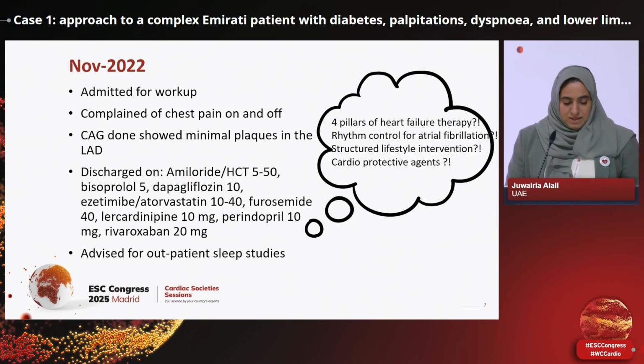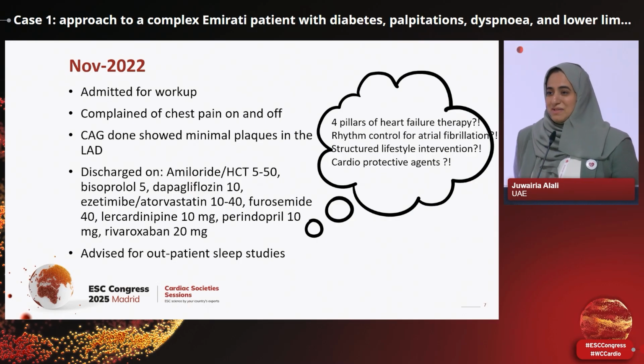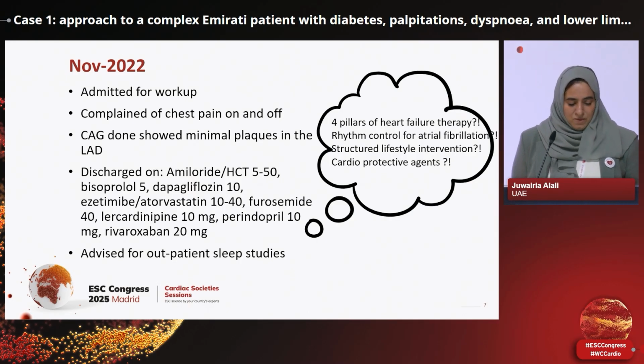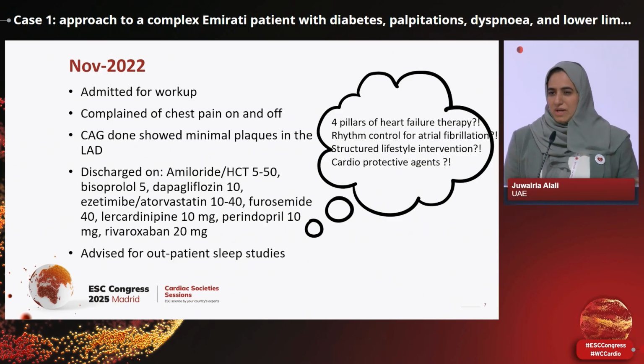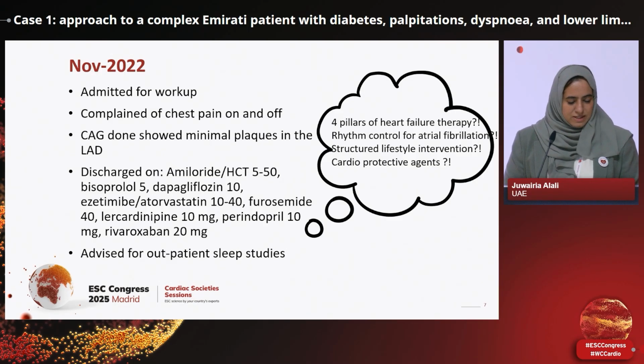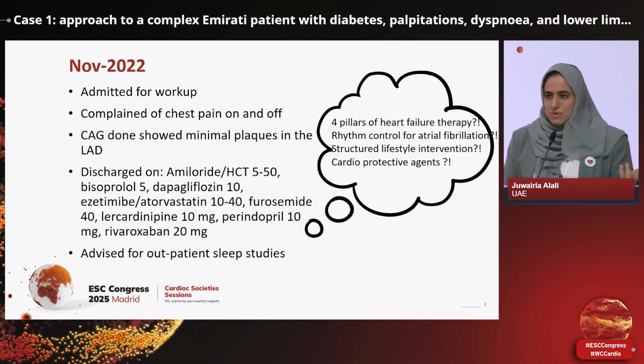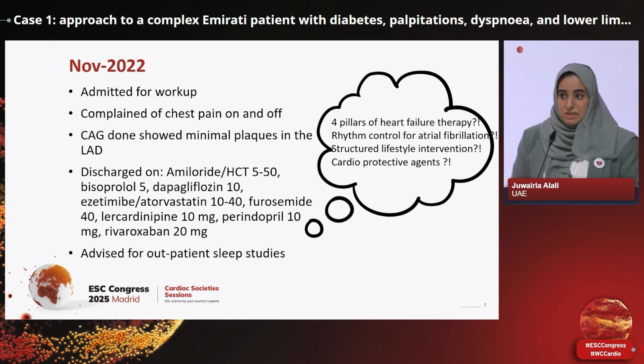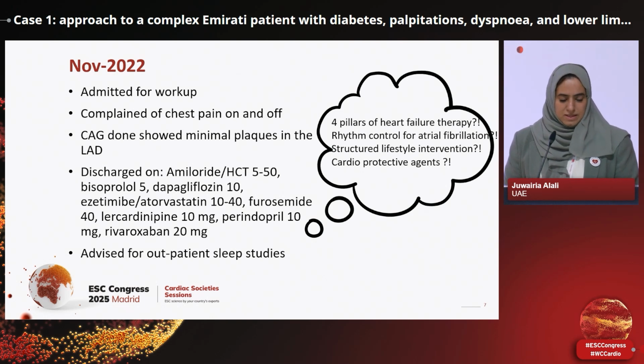So, I mean, his therapy raises more questions than answers. You would wonder, where are the 4 pillars of therapy for heart failure? He's missing some important medications here. Why not address rhythm control for this patient, especially since it's the first presentation of AFib, and he has a normal left atrial size?